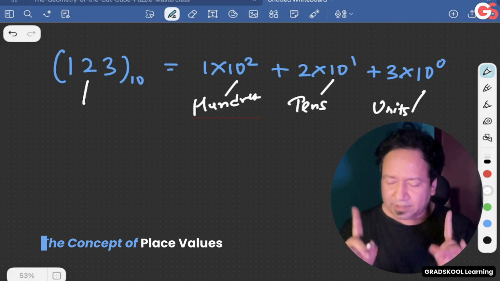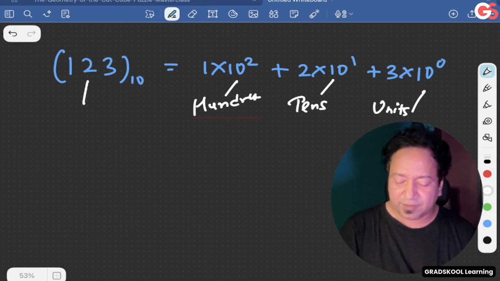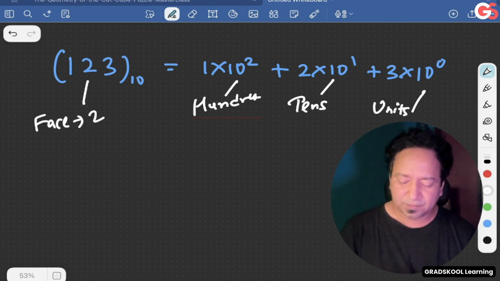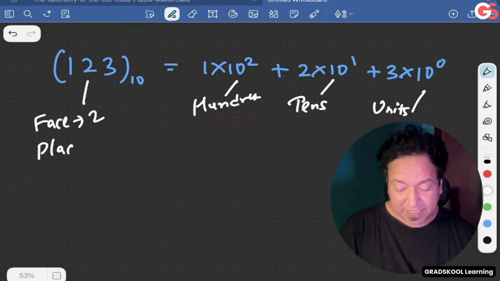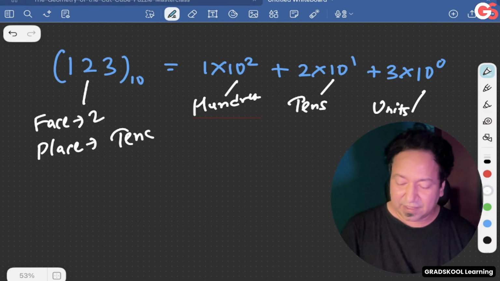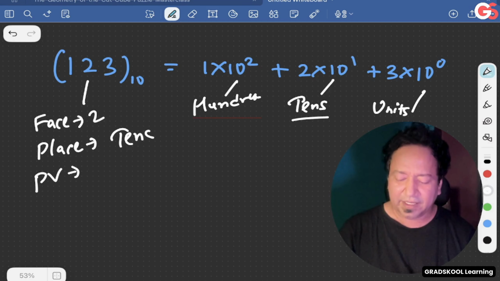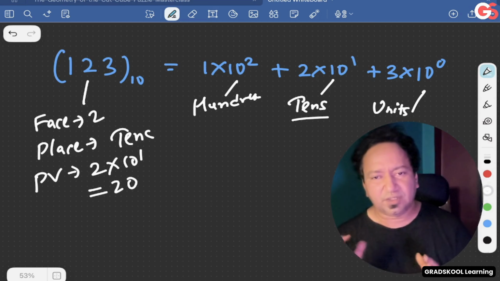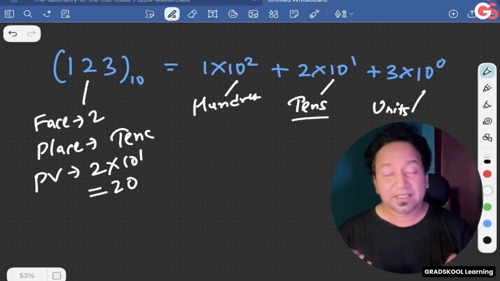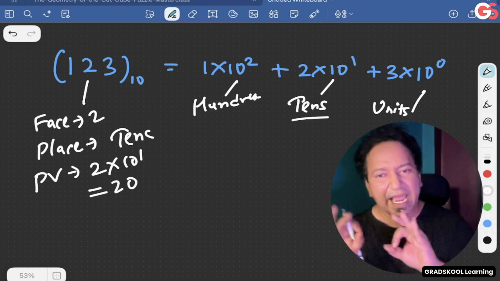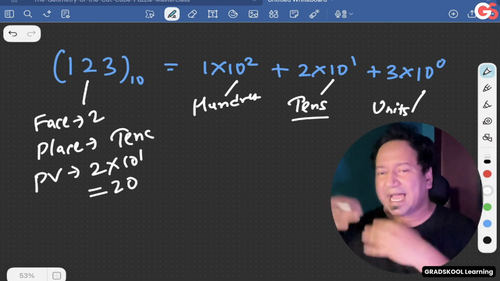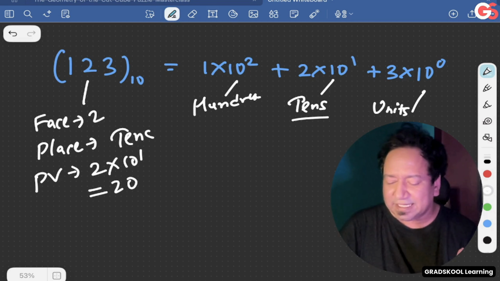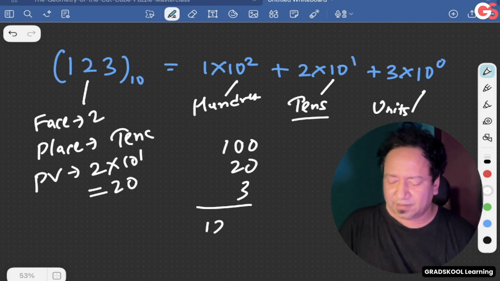Now, for 2 here, there are 3 things which we should know. One is called the face value. The face value is 2. The place is tens, which we discussed here. And the place value will be 2 multiplied by 10, that is 20. The 20 is the contribution of 2 in this number. So we call it 123 because it is 100, 20 and 3. That becomes 123. Okay, cool.